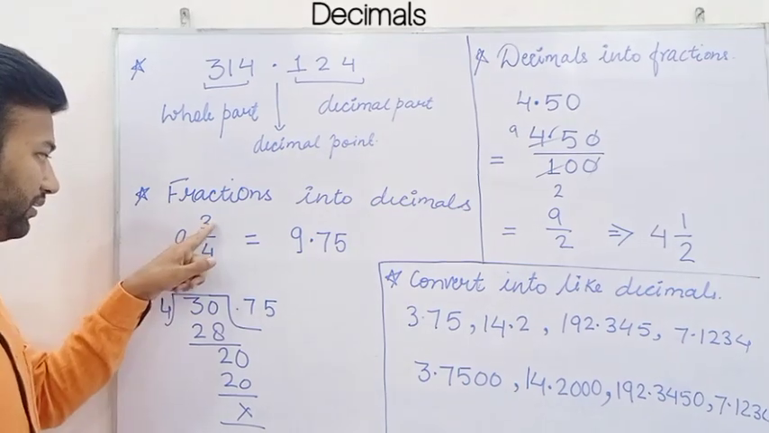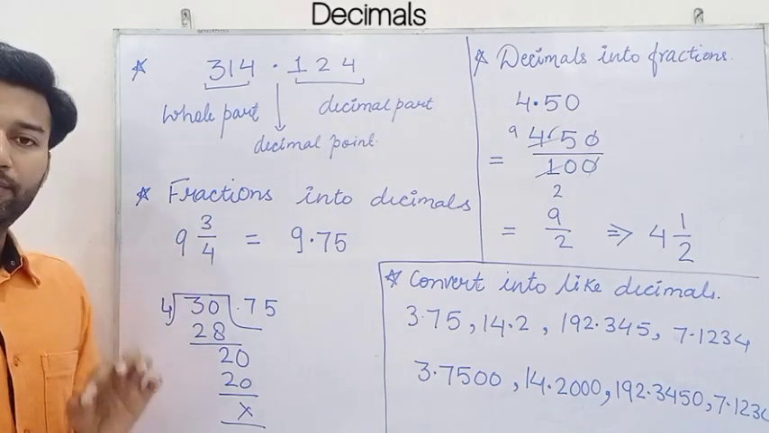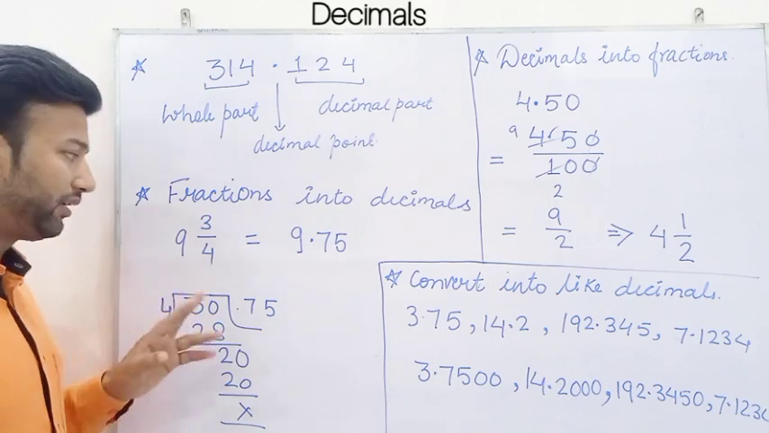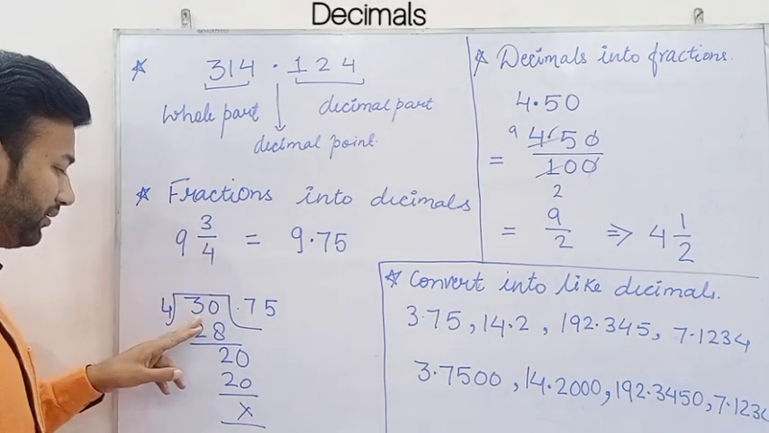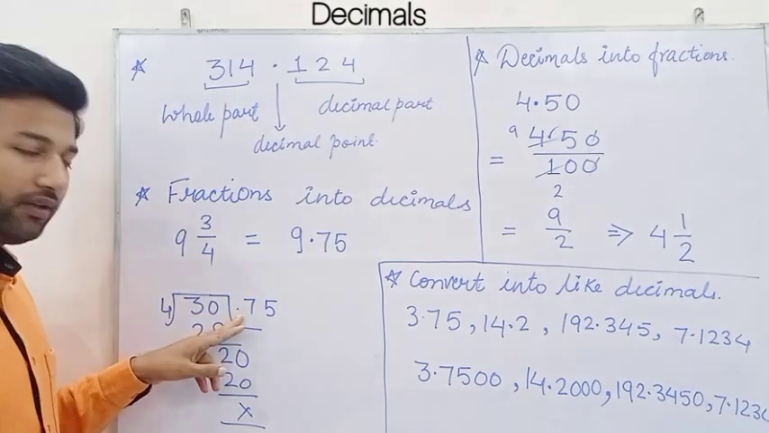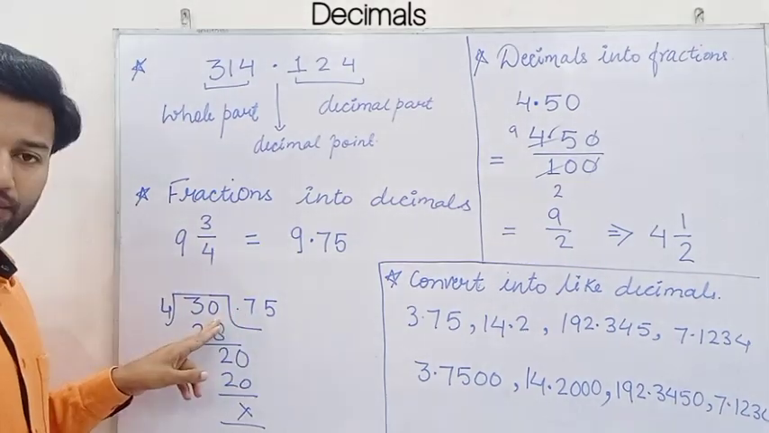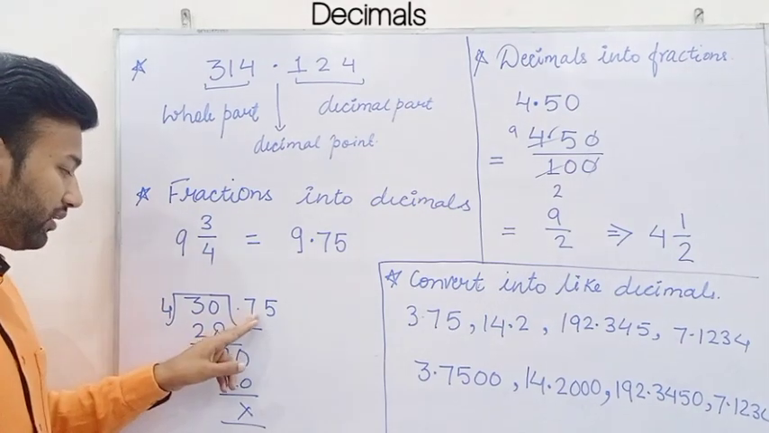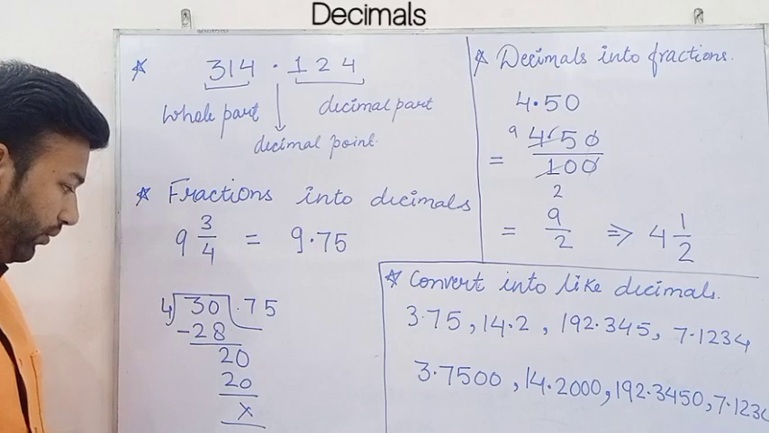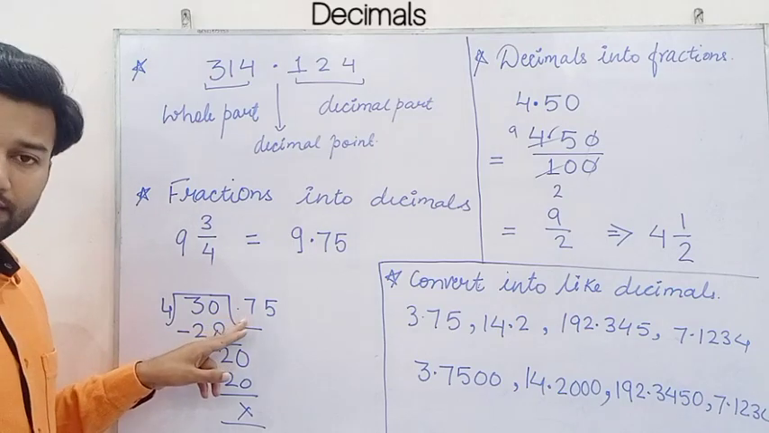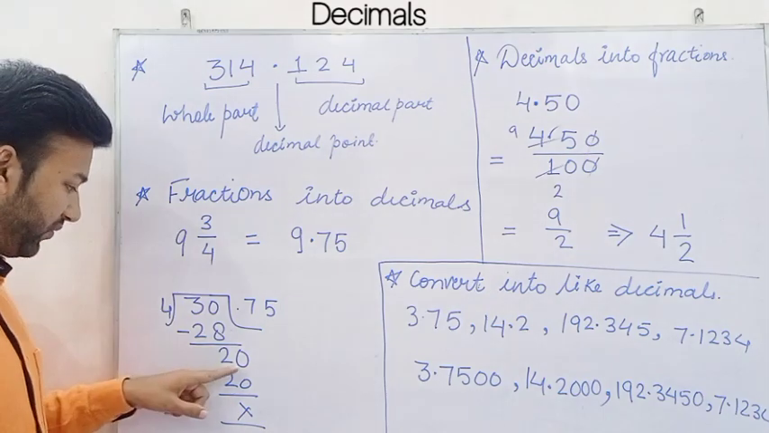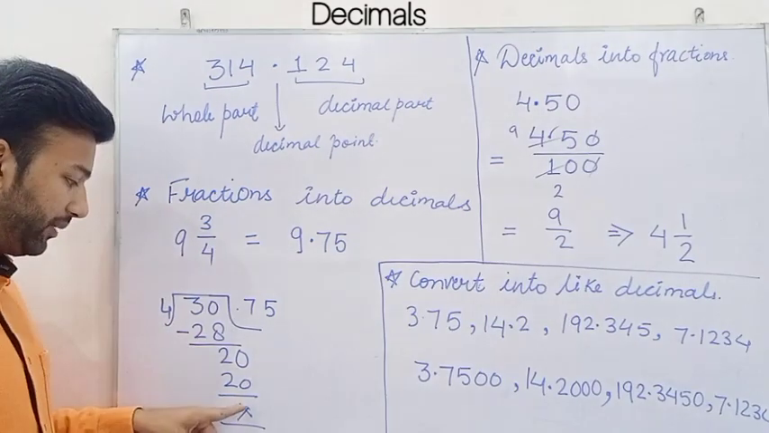See, this is 3 and this is 4. So remember, always divide the numerator by the denominator. We will divide 3 by 4. 3 is not divisible by 4, so we put a decimal point and add a 0 here. Now 4 7s are 28. After subtraction, 2 is the remainder. Because of the decimal, we can add a 0 in every step. So 0 is here. 4 5s are 20.